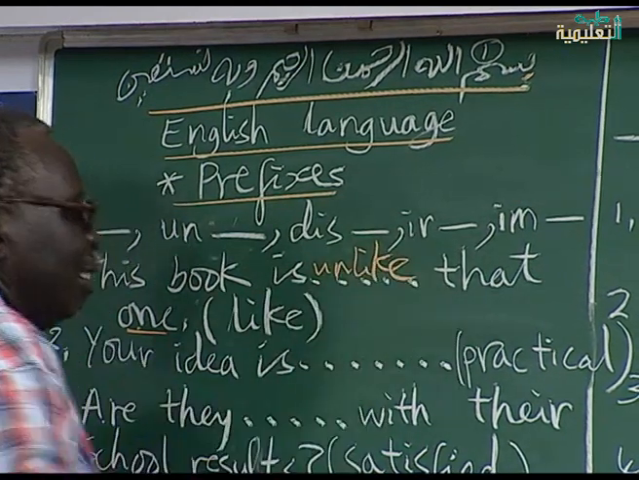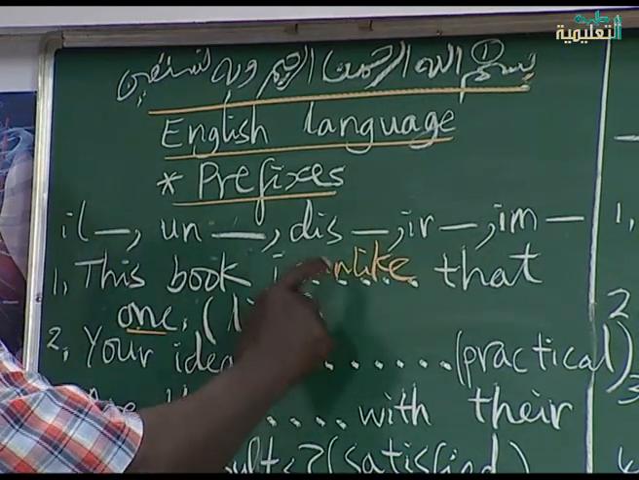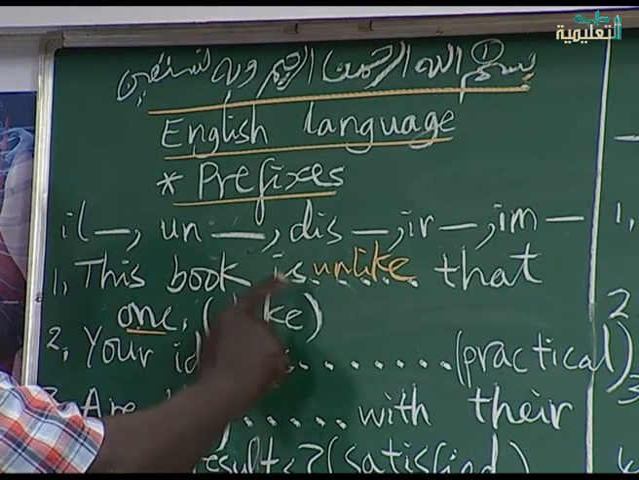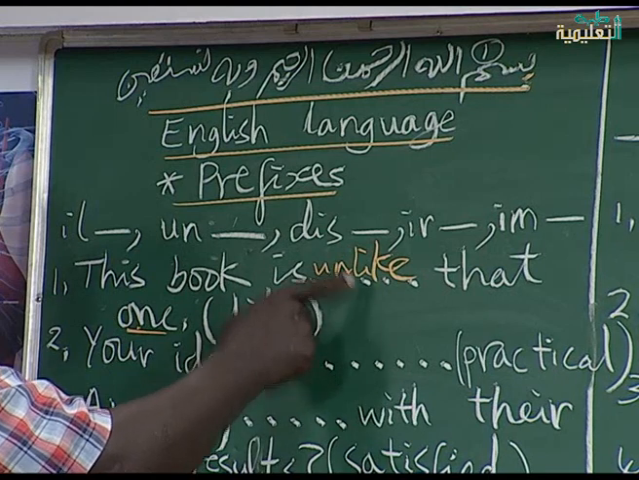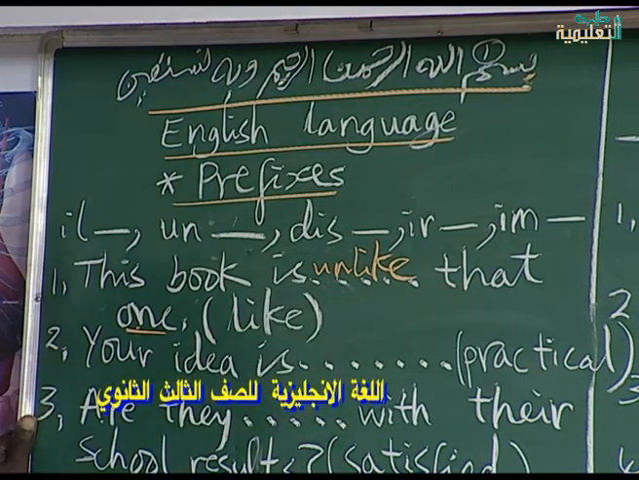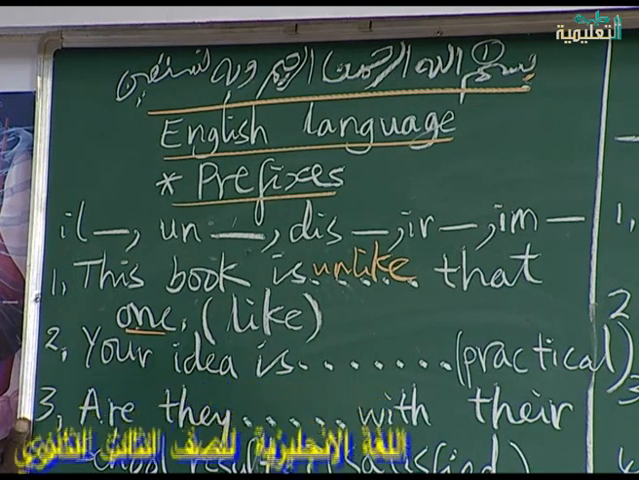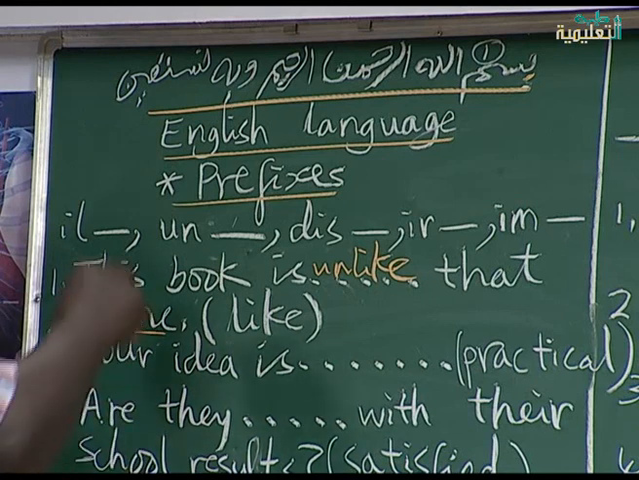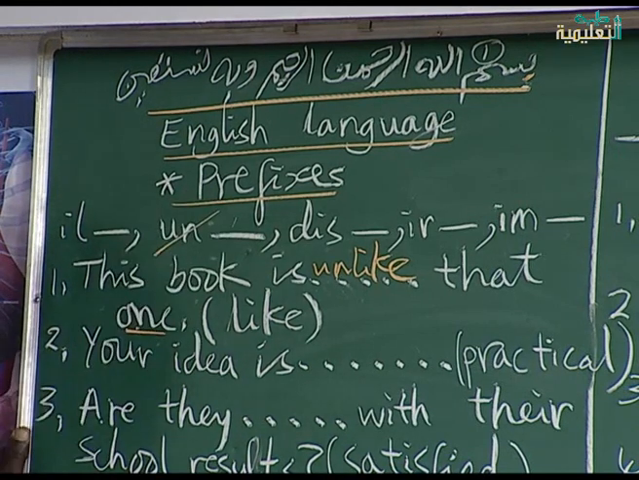You add the prefix to the word and then you write the word in the space. Don't write the prefix alone. You add the prefix to the word and then you write the word with the prefix in the space which is given. So the sentence reads, this book is unlike that one. I'm going to drop un, you see. Then we move to the next sentence.